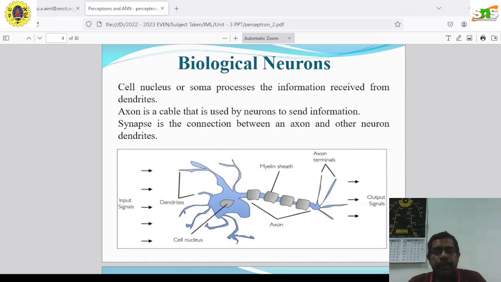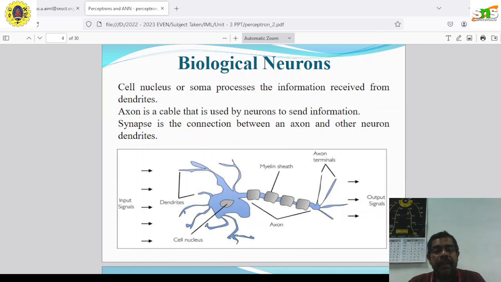In continuation of the previous lecture, now we are going to see what biological neurons are. The cell nucleus, or soma, processes the information received from the dendrites. We know how the neurons are located in the brain. Every component seems to be a protein component, and in these protein components we have several architectural parameters. In the figure itself you can see how one biological neuron works.